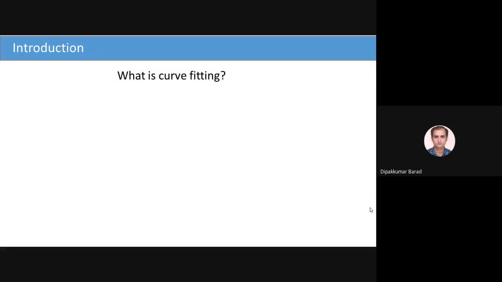First of all, what is curve fitting? Curve fitting is a tool to fit an analytic equation to a set of measured data. Suppose you are given n data points in two dimensions, x1, y1, x2, y2, up to xn, yn, and from that you want to find a curve which fits this data. This we call curve fitting, the best curve which we want to find.